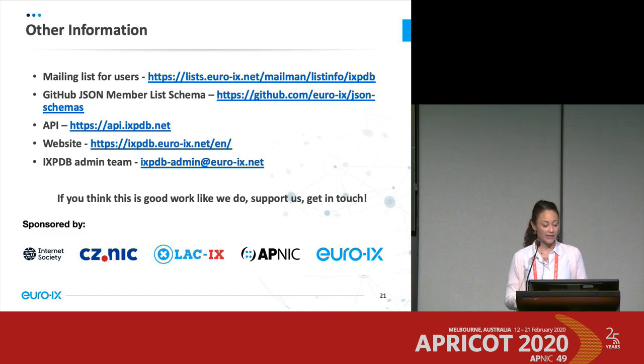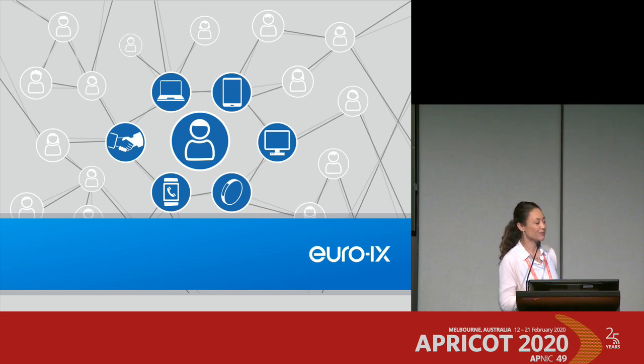And that's it. There's a mailing list for users that you can participate in. You can find the API at that URL. And the website, like I said, is open, so feel free to play around with it, try the different filters, and most importantly, make sure to provide your feedback. There's an IXP admin team that you'll find at this mail address, ixpdb-admin@urix.net. Any feedback and feature requests, please provide them here, whether or not you're a member of any of the IXP associations, or you're just a network, or just a very active member of the community. That was it from me. Thank you very much.